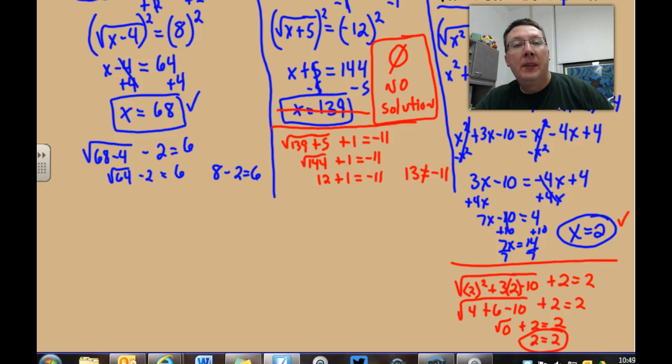Okay? So, steps in solving these radical equations. Isolate the radical first, then we square both sides to undo the radical, and then simply solve for x. Once you get an answer for x, make sure you plug it back into the original equation and make sure that that answer works and gives you a valid solution. If it doesn't, then you simply have no solution to the equation. Okay? That's lesson 48, radical equations. Good luck.